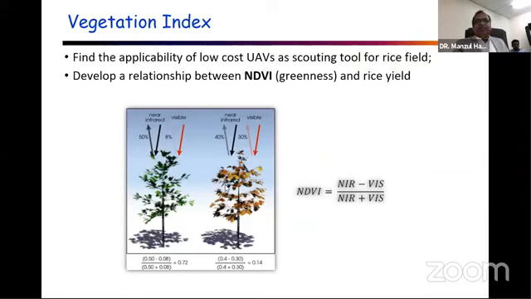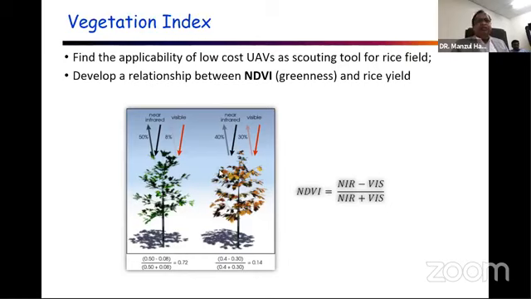So this is a very simple vegetation index. Basically, if you look at most of the satellite data, any remote sensing data, this concept is used to know how green our vegetation or a crop is. This is called NDVI, normalized difference vegetation index.